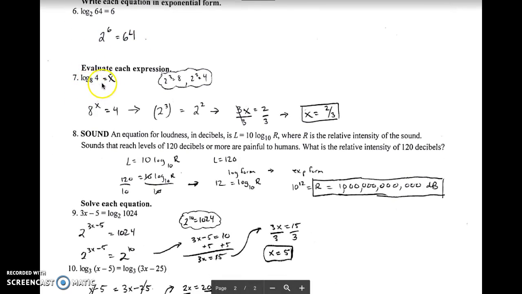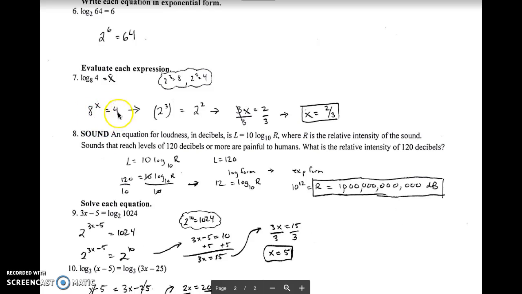Question 7, we have to evaluate, which means we're solving for what this is equal to. And they just give us log base 8 of 4. You're going to say that's equal to some number, and then put it in exponential form. So when I chose x, so 8 to the x power equals 4. Once you set up this equation, your goal is to get the same base like we did on questions 4 and 5 on the front.